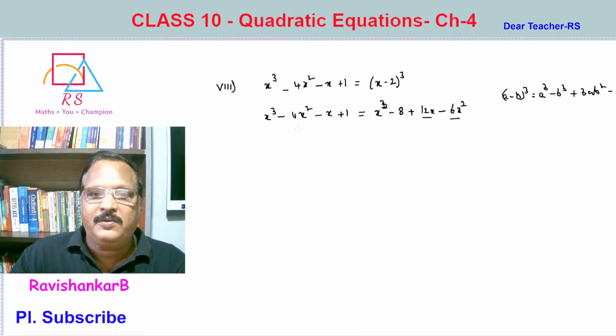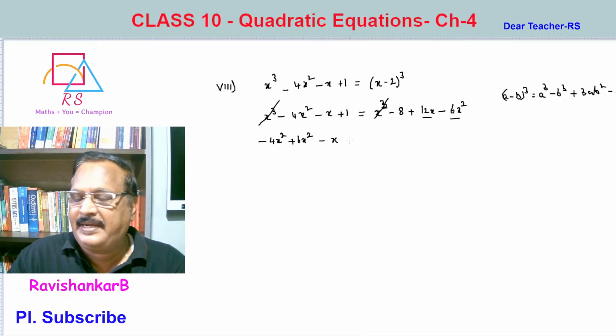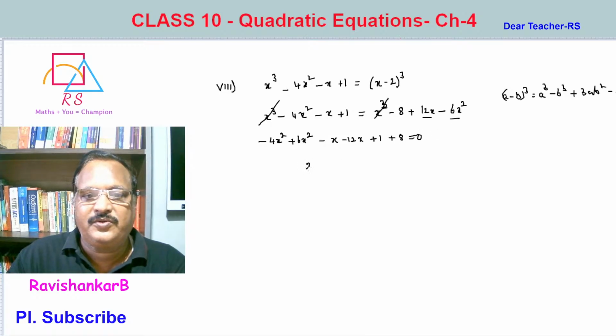Now both sides x cube is there, cancel. Now bring all the terms to one side. So minus 4x square, right hand side minus 6x square. If it comes to the left hand side, it will become plus 6x square. Next x terms, left hand side minus x is there, right hand side plus 12x, it will become minus 12x. Left hand side only one constant 1 is there, right hand side minus 8 is there. If it comes to the left hand side, it will become 8 is equal to 0.